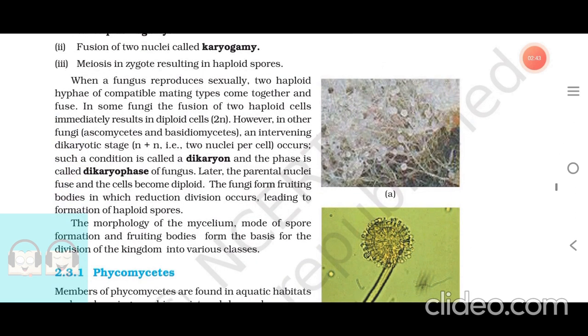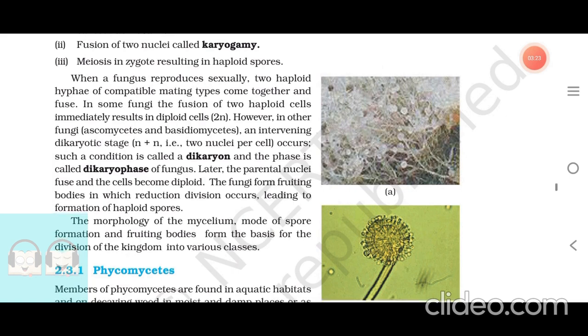When a fungus reproduces sexually, two haploid hyphae of compatible mating types come together and fuse. In some fungi, the fusion of two haploid cells immediately results in diploid cells, 2n. However, in other fungi, ascomycetes and basidiomycetes, an intervening dikaryotic stage (n + n, that is, 2 nuclei per cell) occurs. Such a condition is called a dikaryon and the phase is called dikaryophase of fungus. Later, the parental nuclei fuse and the cells become diploid. The fungi form fruiting bodies in which reduction division occurs, leading to formation of haploid spores.